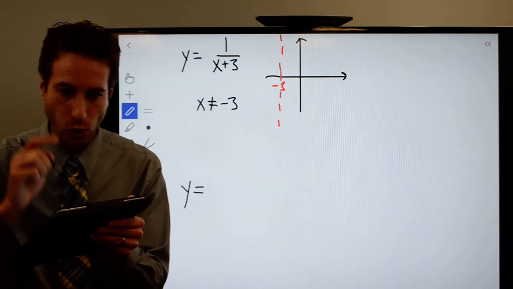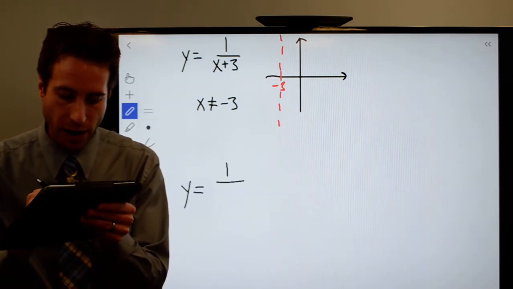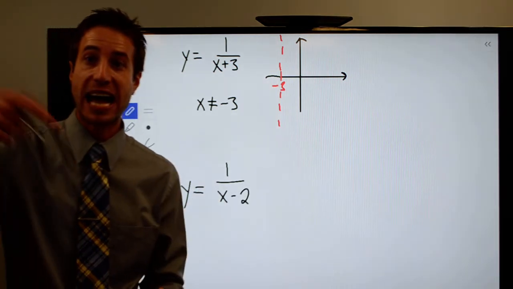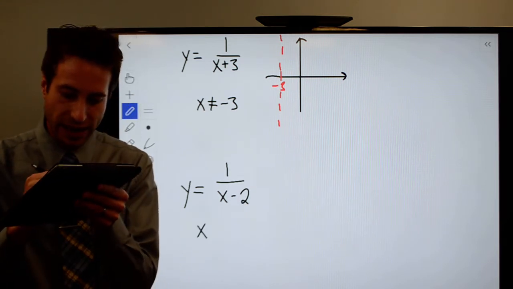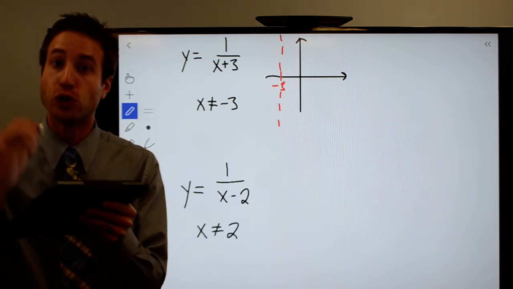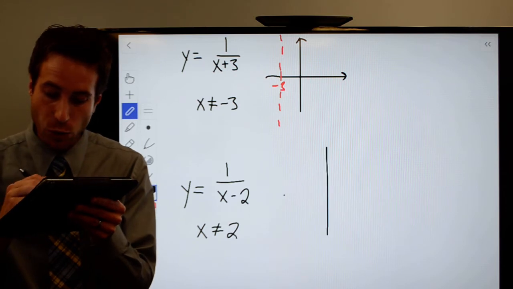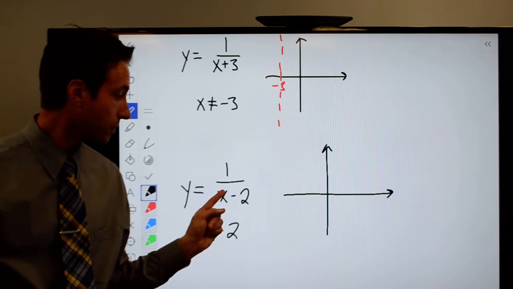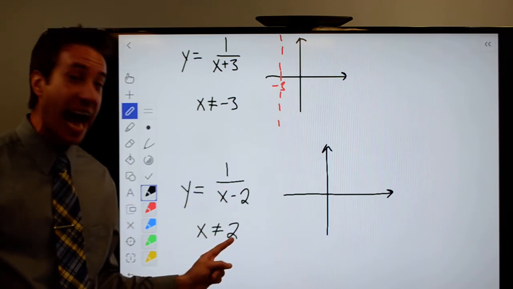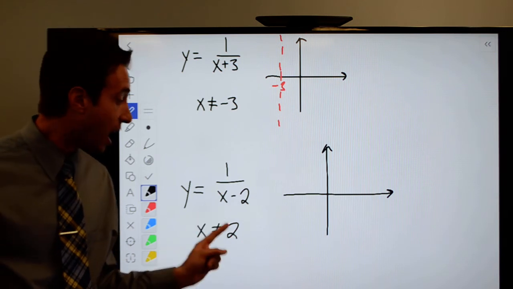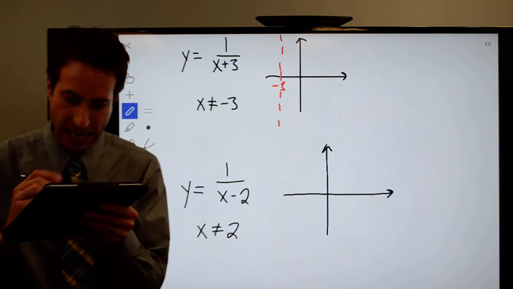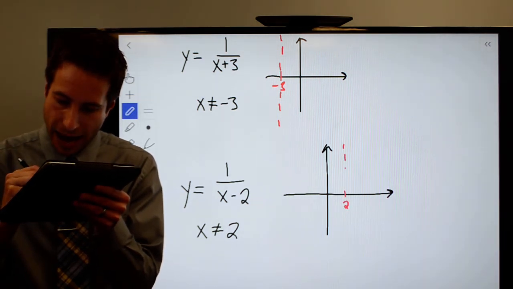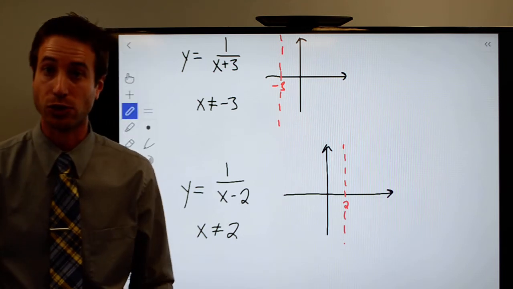What if y is equal to 1 over x minus 2? Well, if you have 1 over x minus 2, x equals positive 2 would give you division by 0. So what does that mean? Well, that means if you were to graph this rational function, at x equals positive 2, because positive 2 gives me division by 0, I will have a vertical asymptote on my graph at x equals 2.